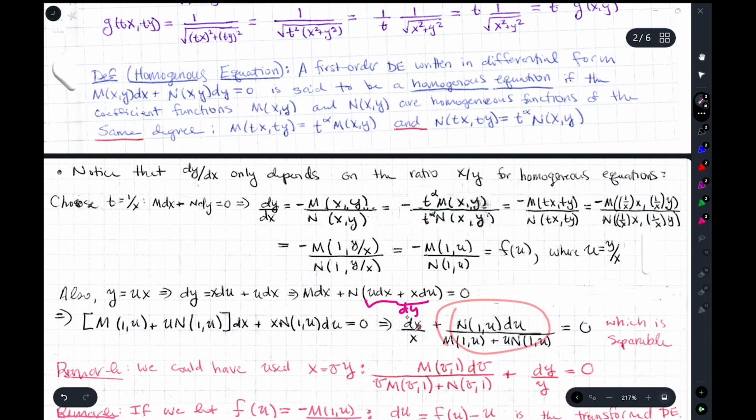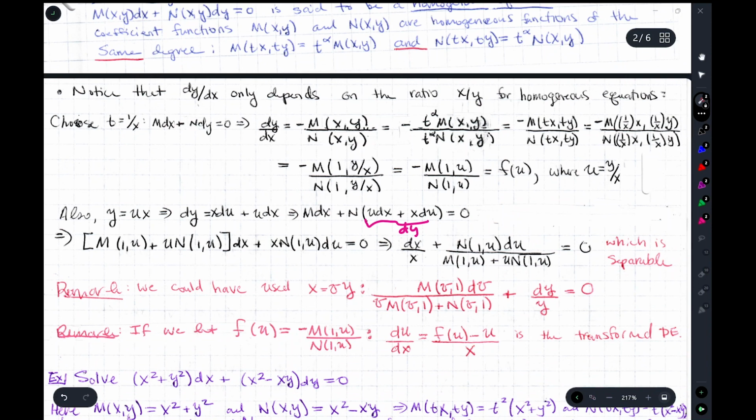Well, now this is separable, okay? We have a dx over x term and an n du over m plus un term, okay? And so this only depends on u, this only depends on x. This is separable, okay? We could solve separable equations. Now, we saw that only the ratio matters.